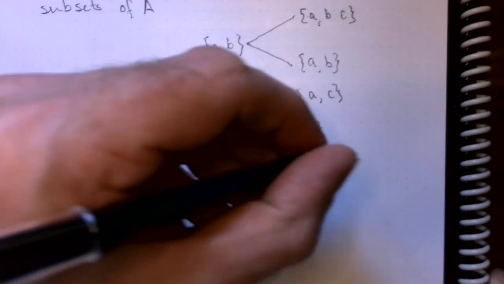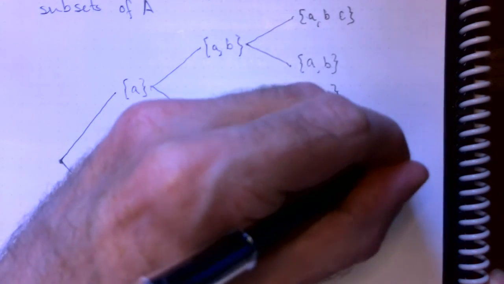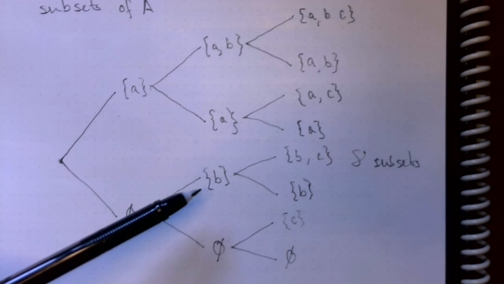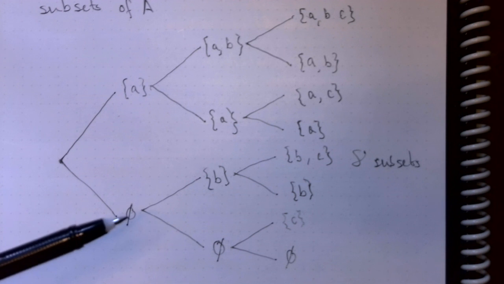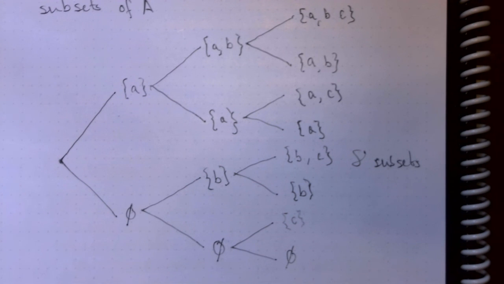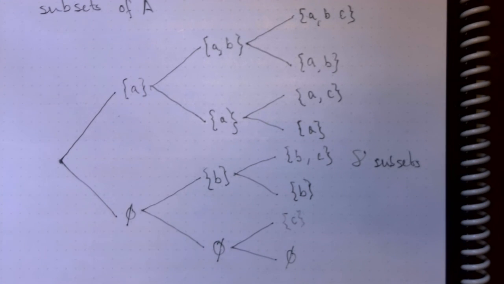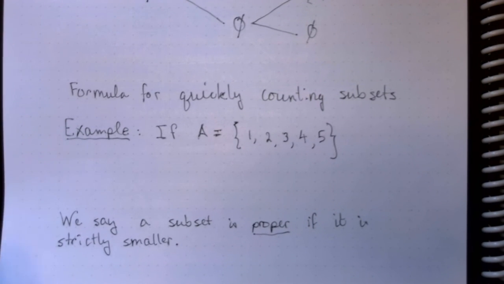Okay, so we can see here we have 8 subsets, and I've got them all listed here in this very systematic way of deciding whether or not to include each individual element. Now, we typically won't need to do this every time. There's a shortcut to doing this, so let me show you the shortcut.